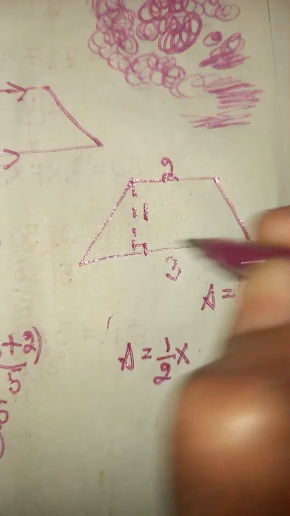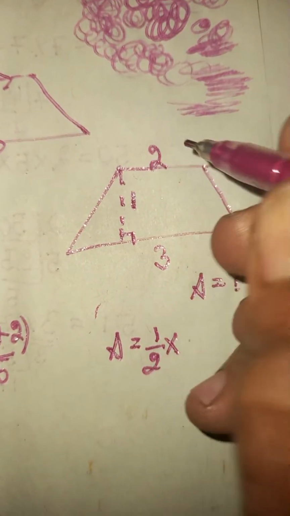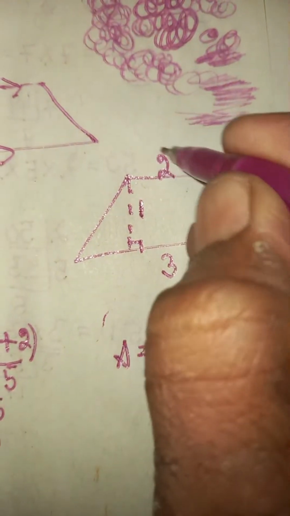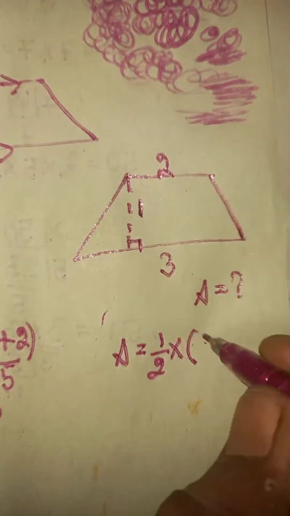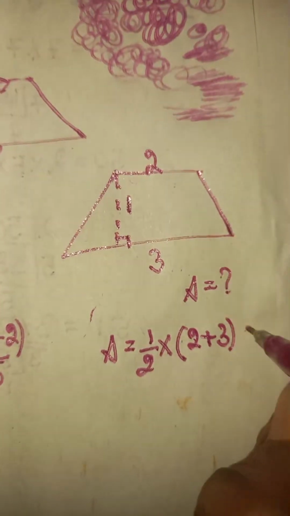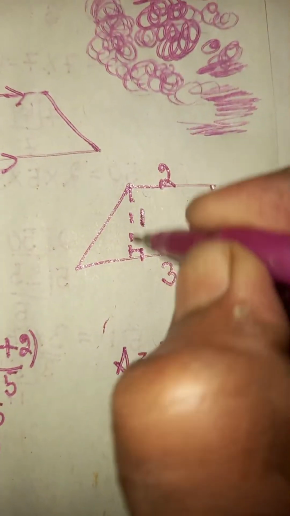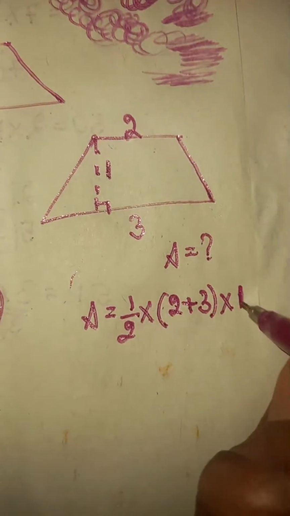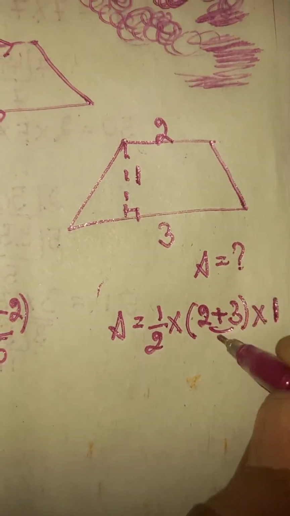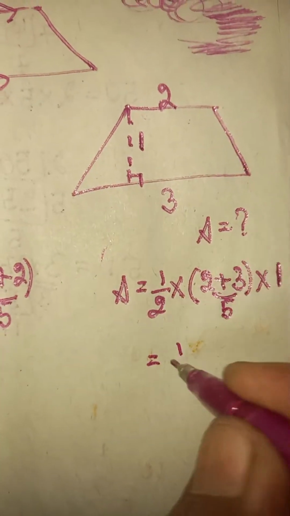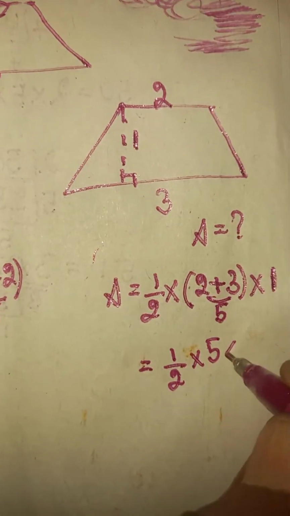This is one parallel side, this is another parallel side, their sum. That is, this side is 2 units, this side is 3 units, their sum is 2 plus 3 units, times the perpendicular, right, which is 1 unit. Now 2 plus 3 becomes 5. So half times 5 times 1.